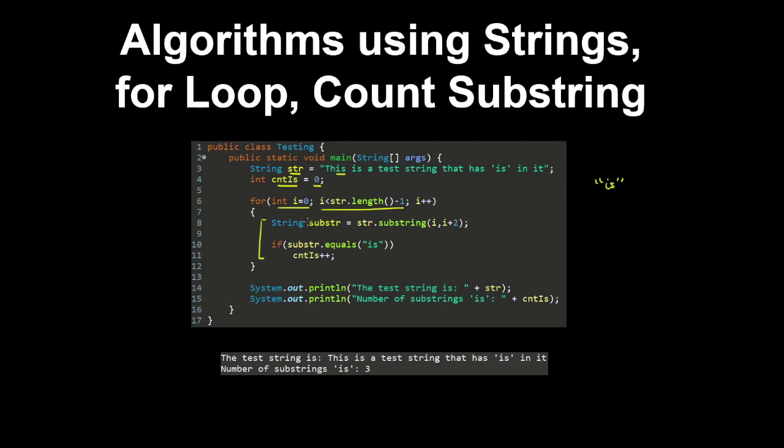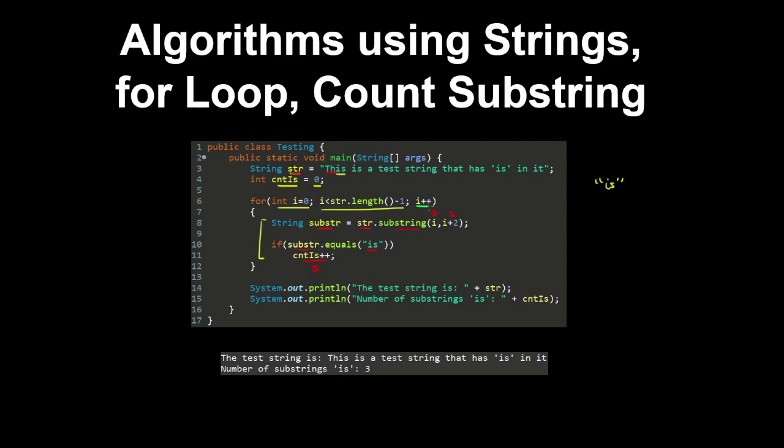So here we create a new string that's a substring of str. So we take the substring at index 0 to index 0 plus 2, which is 2, minus 1. So therefore substring is going to be set to "th". And if the substring is equal to "is", which in this case is false, the counter is not incremented. So it's still 0, and we proceed to the next iteration.